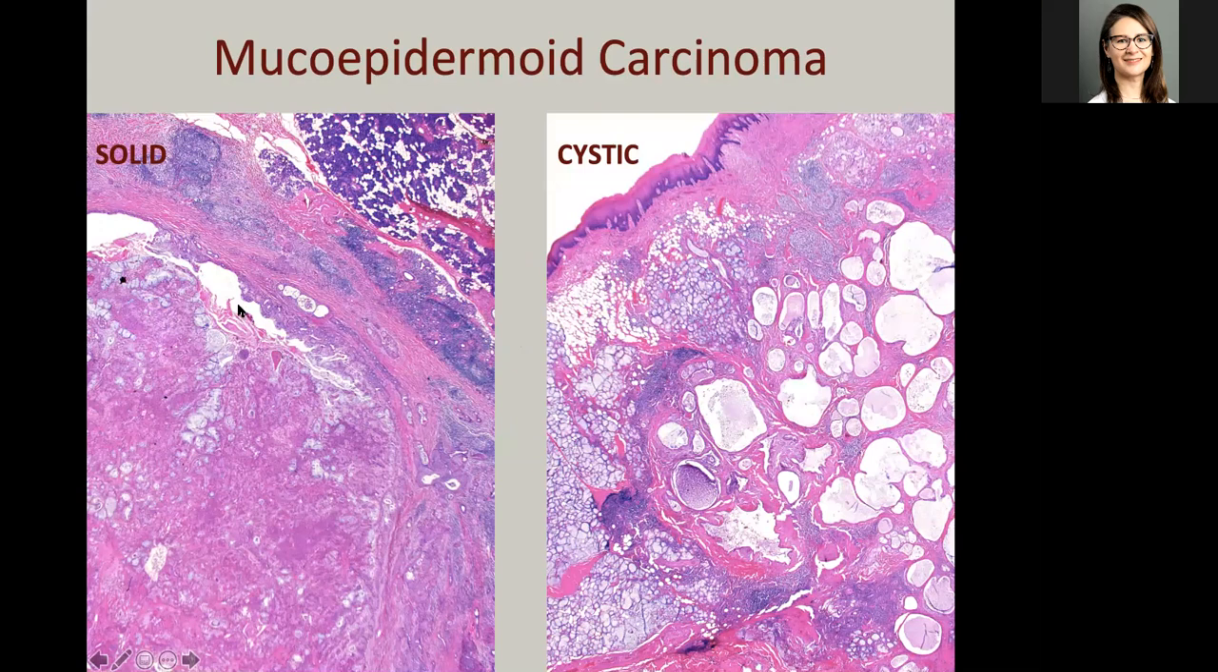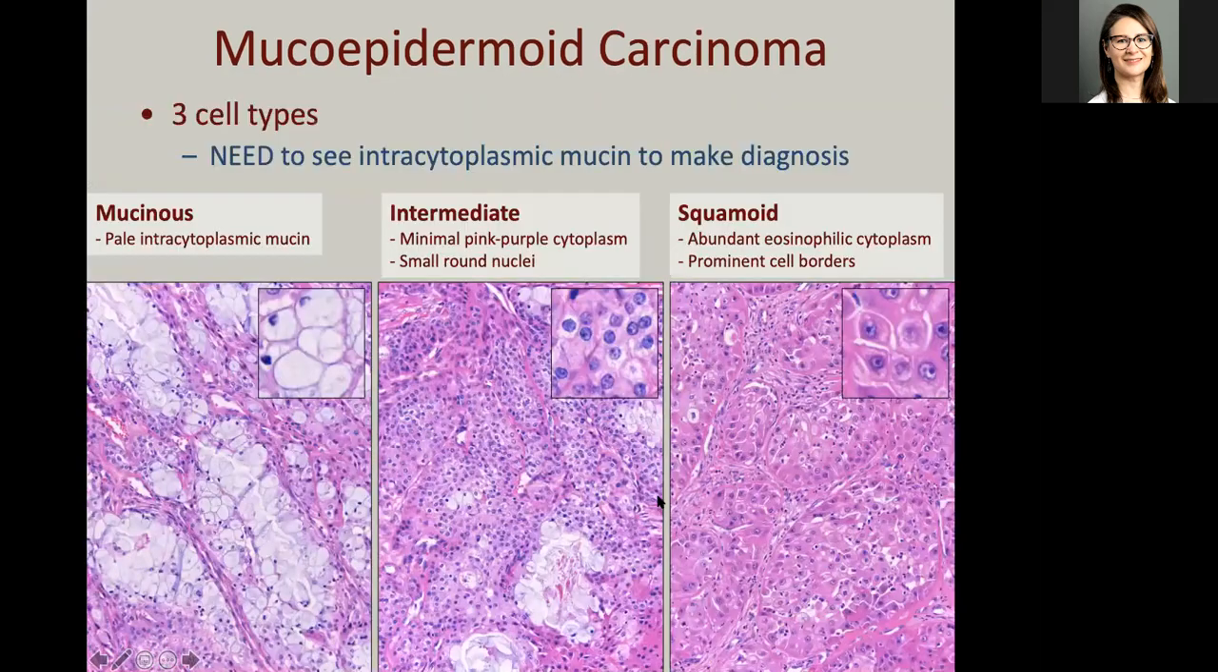Muco-eps on low power can be either solid or cystic. They can be circumscribed in the low grade forms. So still, circumscription in this case will not make you benign. It will just make you a low grade malignancy, because there is no benign muco-ep. Okay. But solid and cystic is going to come into play later in our grading of this tumor.